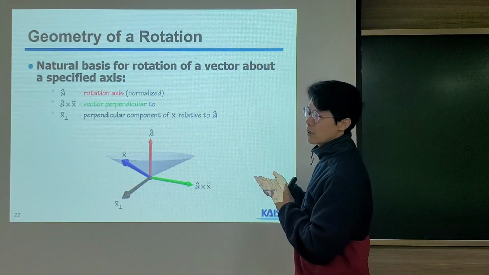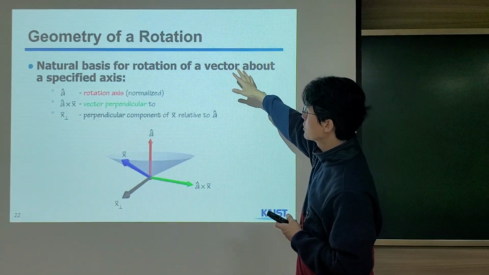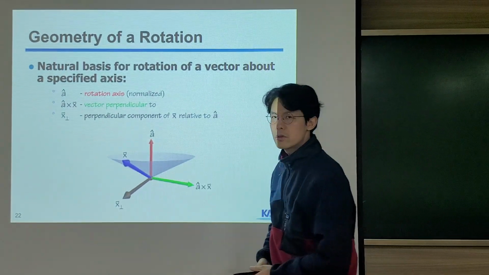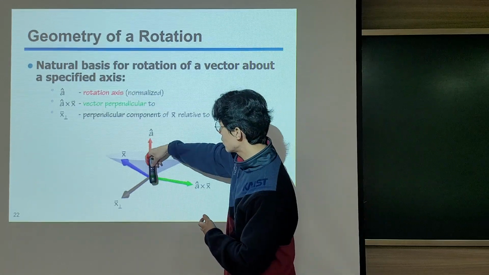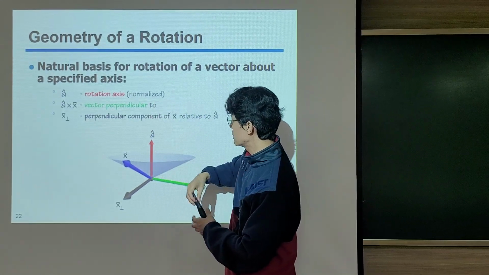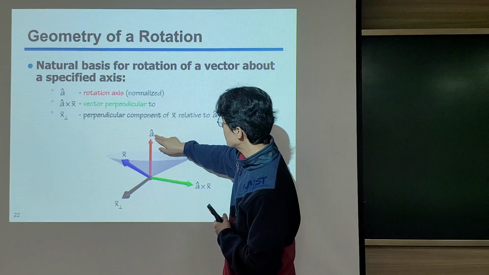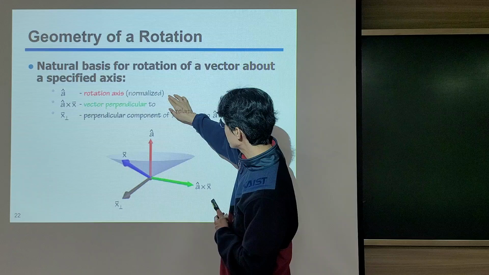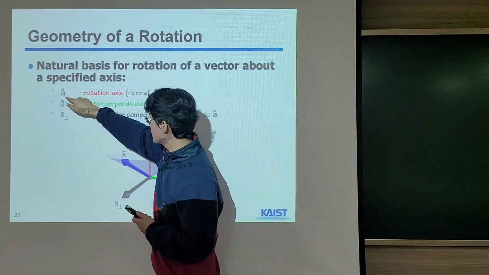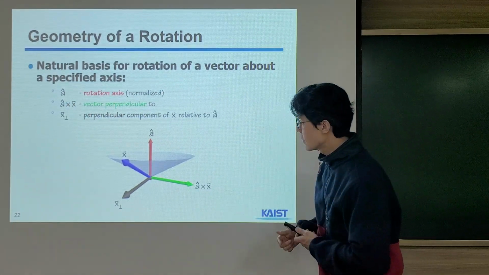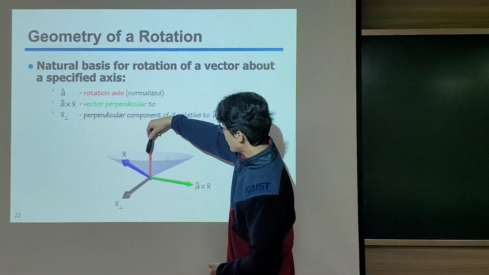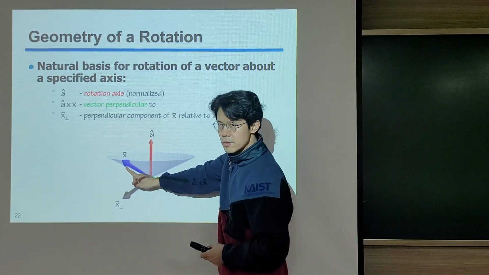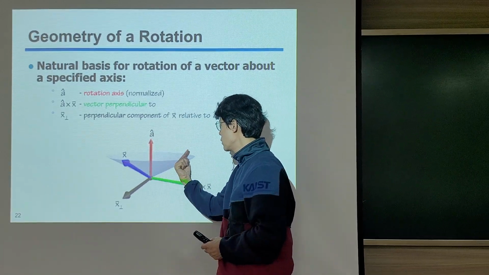Before moving on, we need to talk about some of the geometry of rotation. Suppose that I have a vector x. Now I want to rotate this vector x along the rotation axis. Here we have another vector, the rotation axis a. The hat indicates that this is a normalized vector. If I rotate this object along this axis, you can see that this vector rotates like this.